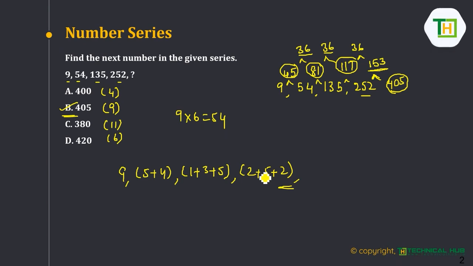So these are the two logics to answer this question. One is general: by taking the difference you can answer. Or else, by taking the sum of the digits you can get the answer as 405. I hope it is clear for everyone.